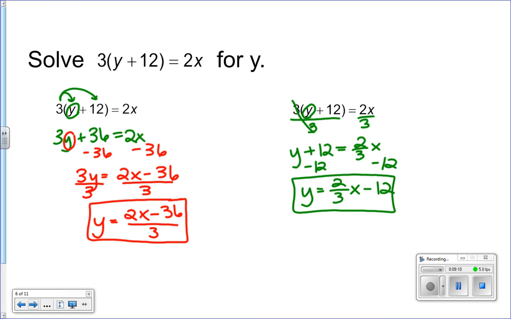They may not look like it, but if you picture this one over on the left, taking this 3 and splitting it up to each one of these, that makes 2/3. And then 36 divided by 3 gives you the 12. So they're essentially the same thing. Okay? So either method would work.